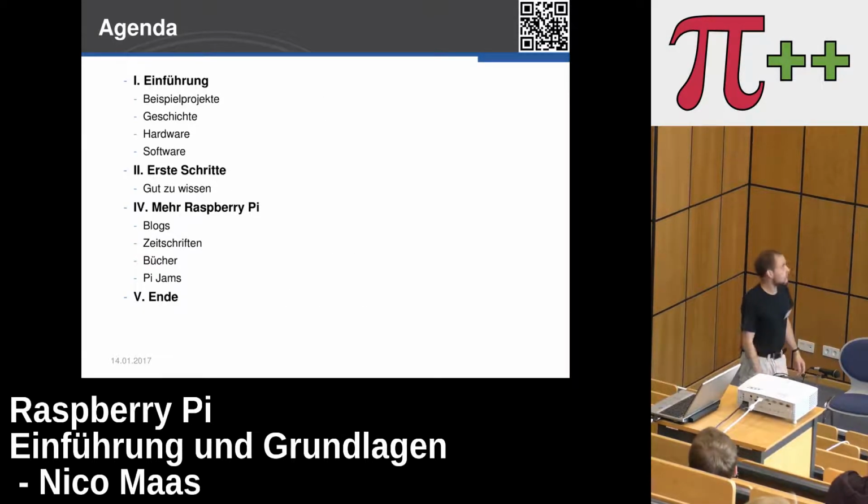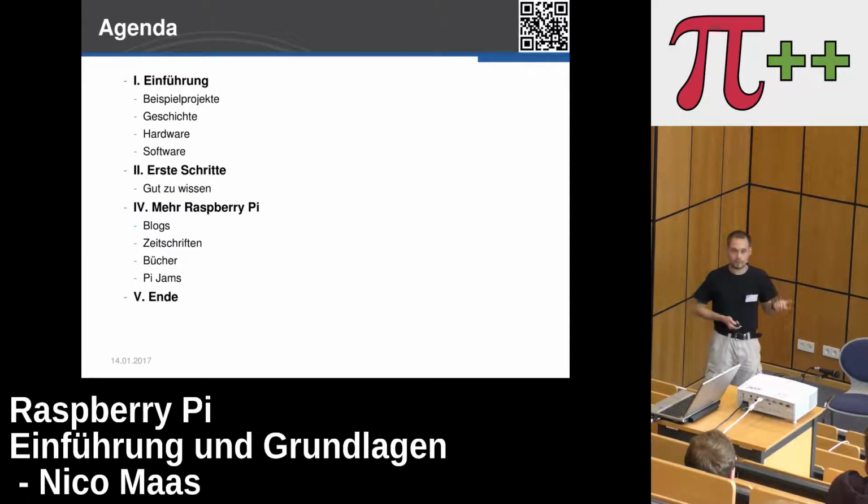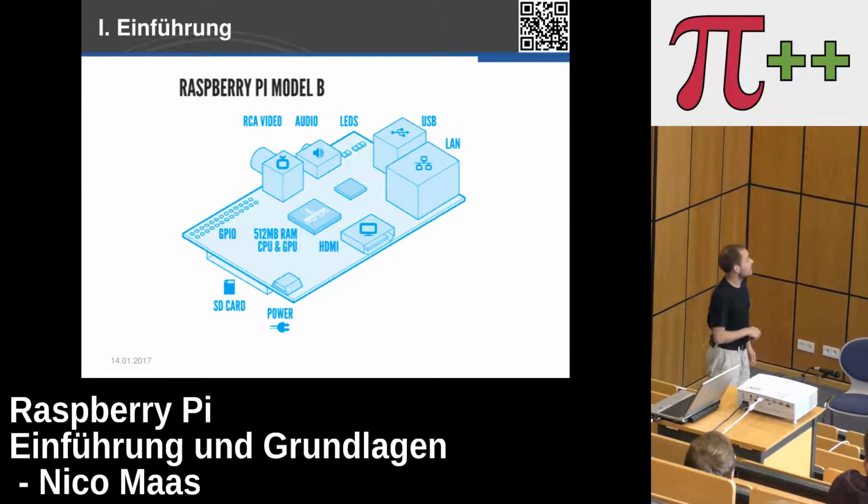Okay, we start with an introduction with some basic projects which you can do with the Raspberry Pi. Then I'm going to talk a lot about the history of the Pi because, well, it's been around for some years, and this is kind of like a history lecture about the Pi, to be true. And then I'm going to talk a little bit about the hardware and the software, so the basic operating system you get for this, and what you can do with it. And first steps if you want to buy and use a Pi.